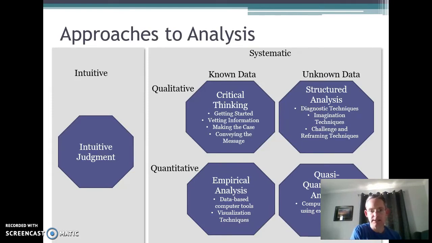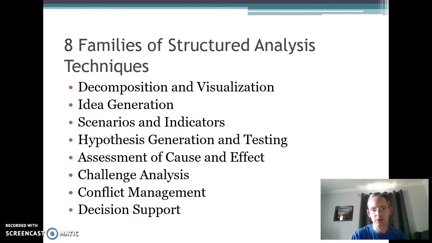So intuition on the side, systematic thinking on the right. And this is basically pulled out of your book, but there are things we can do qualitatively. There are things that we can do quantitatively. So if we have data, we can do those things on the bottom. If we don't have data, let's at least follow some structured techniques, whether we have some known data, whether we have unknown data sets. We can still follow some structured techniques there that help us get to quality analysis moving forward that will avoid some of those problems that we've seen in the past.